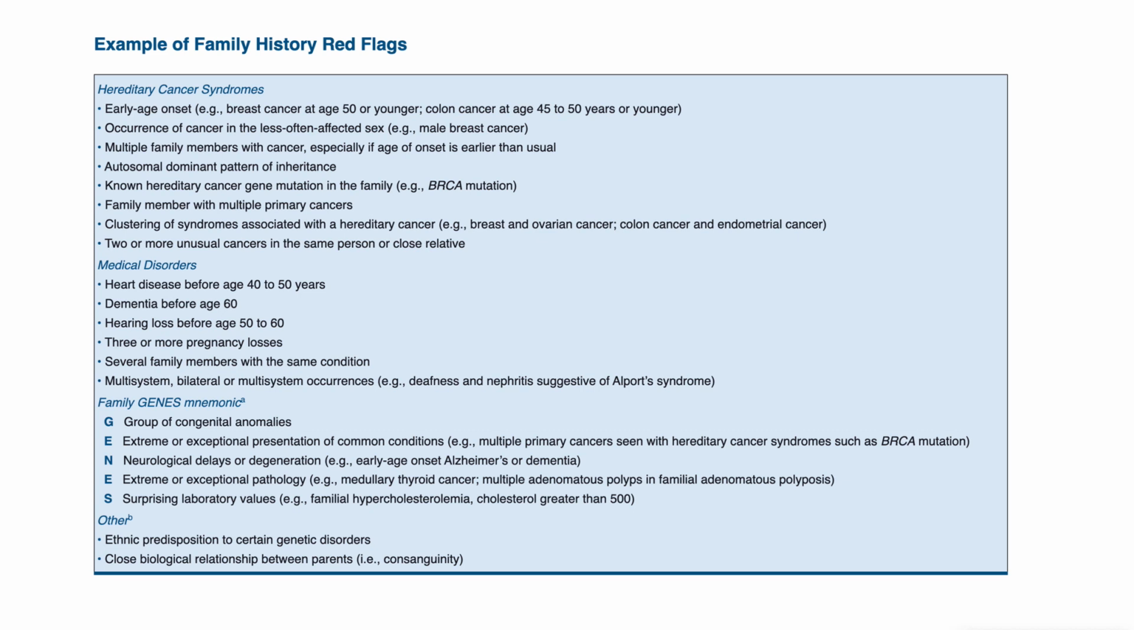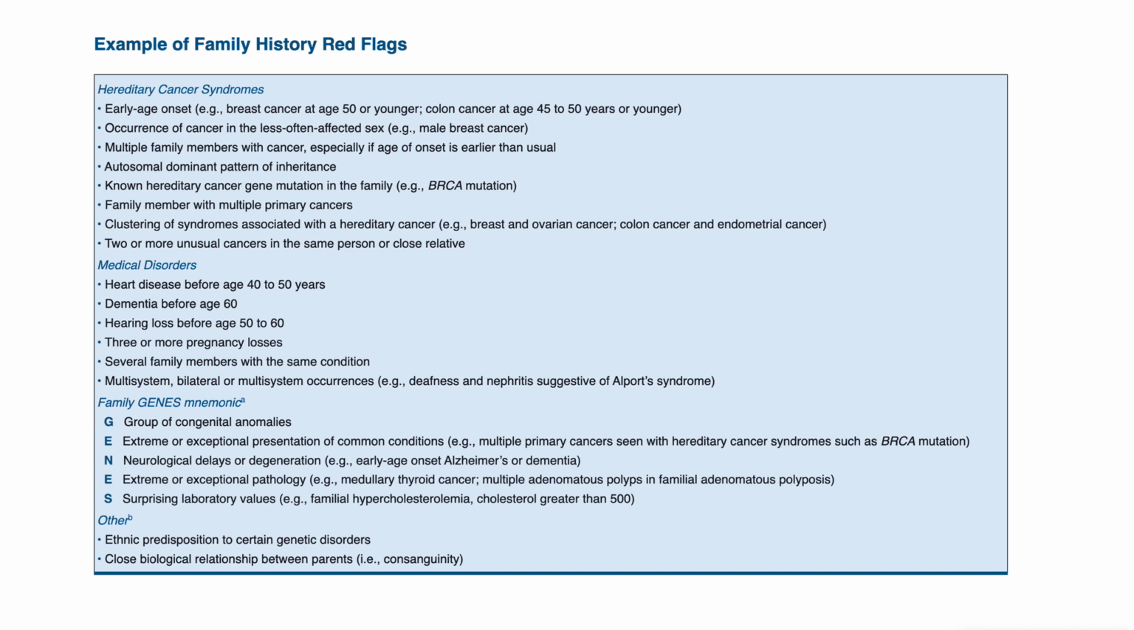Then medical disorders. Heart disease before 40 to 50 years old, dementia before 60, hearing loss before the age of 50 to 60, three or more pregnancy losses, several family members with the same condition, and bilateral or multisystem occurrences such as deafness or nephritis, suggesting things like Alport syndrome.